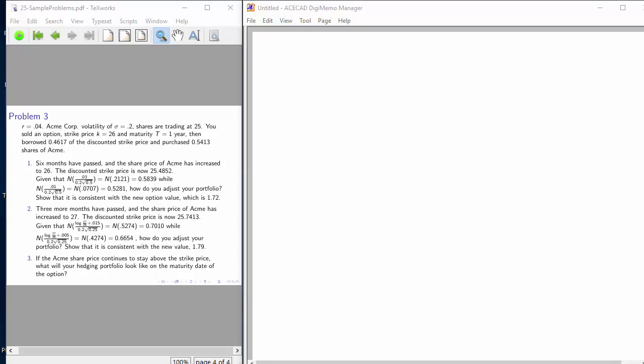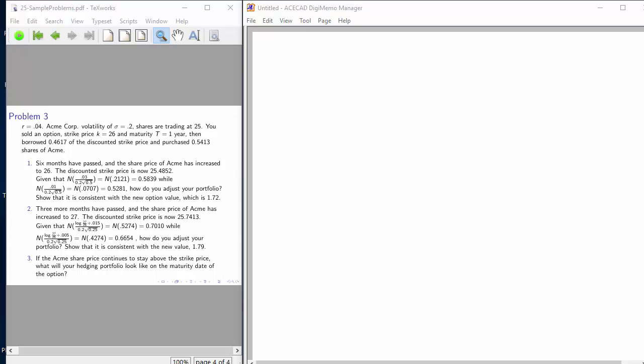Now, 6 months have passed, and in those 6 months, the price of Acme has gone up from 25 to 26. This is looking good for the person that bought the option. It's already up to the strike price. The discounted strike price has also gone up a bit because it now only has 6 months to accrue interest. And when I plug into the Black-Scholes formula, you will notice that the argument to N doesn't include the logarithm of anything. That's because the strike price and share price happen both to be 26, and the log of 1 is 0.